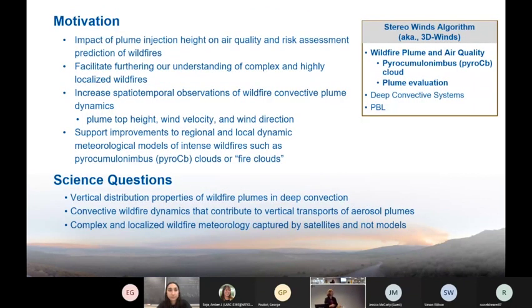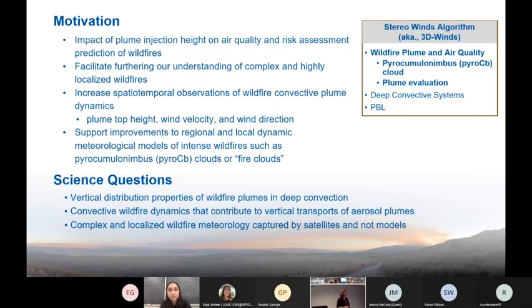Right, so I received a new investigator program grant from NASA, and these are the motivation behind that grant and the science questions. But you'll see that we can address a lot more science questions and a lot more collaborations than just this. So we want to look at the impact of plume injection height on air quality and risk assessment predictions of wildfires.